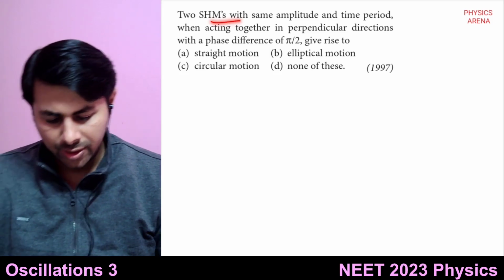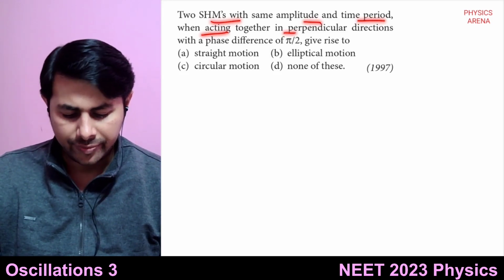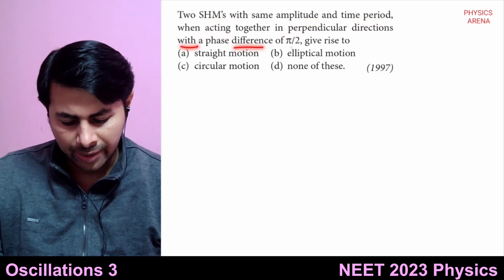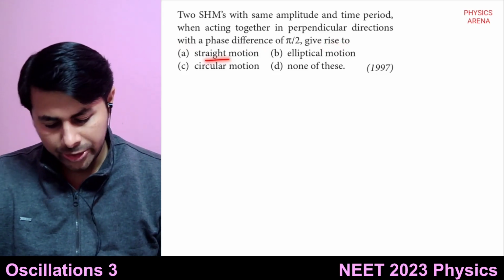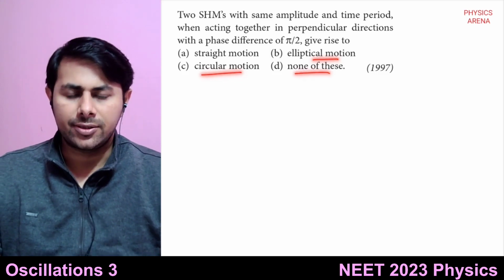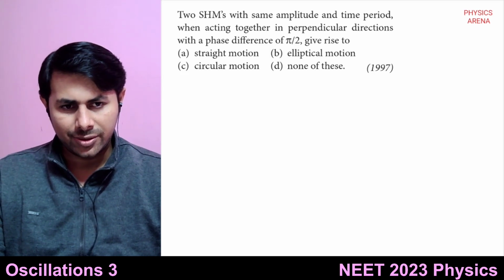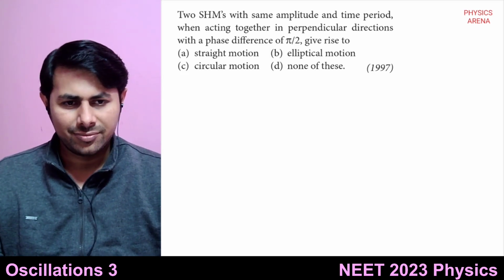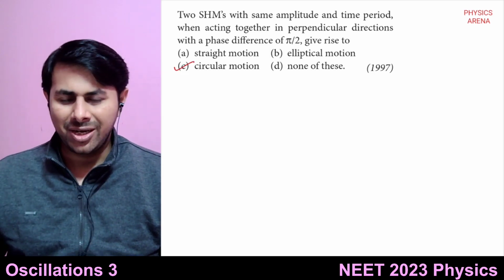Two SHMs with same amplitude and time period, when acting together in perpendicular directions with a phase difference of pi by 2, give rise to: straight motion, elliptical motion, circular motion, none of these. Option C, circular motion. Okay, let's start. So option C, circular motion. Can you tell me how?